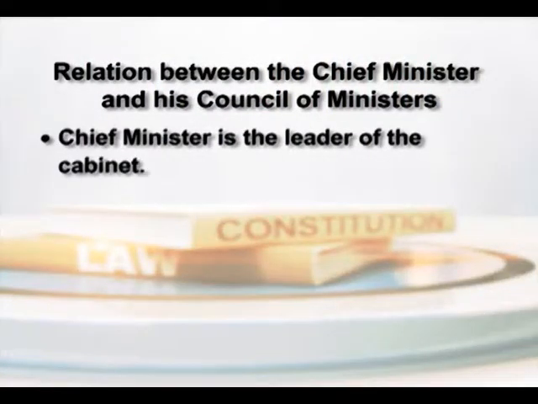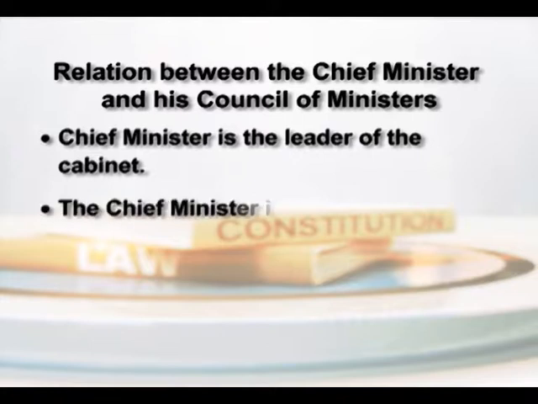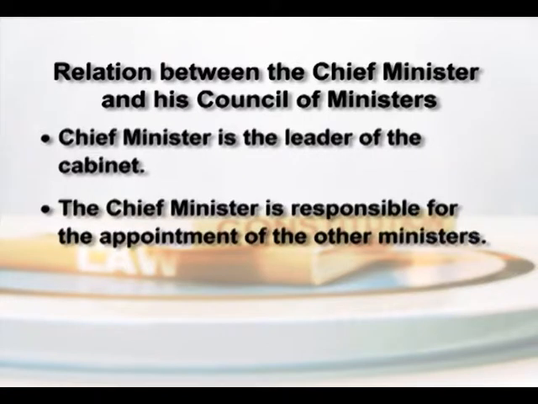Traditionally, the position of the Chief Minister within the Council of Ministers can be described as prima inter pares, or first among equals. But in reality, the Chief Minister happens to be the leader of the cabinet. He occupies the topmost position of the Council of Ministers. He is responsible for the appointment of the other ministers.